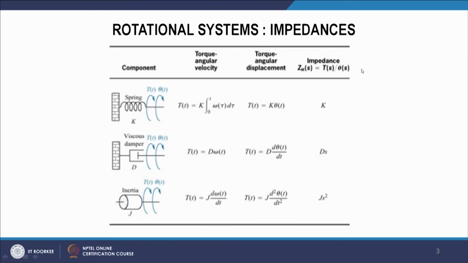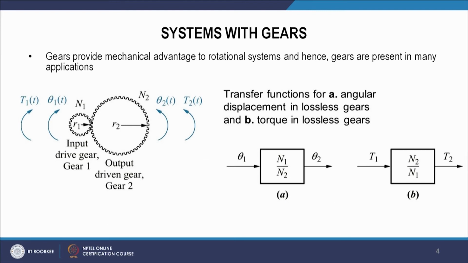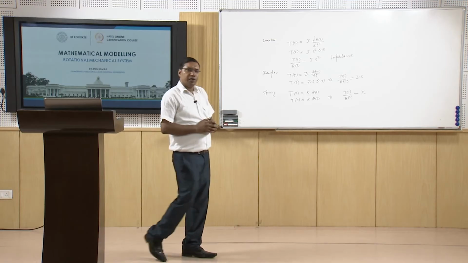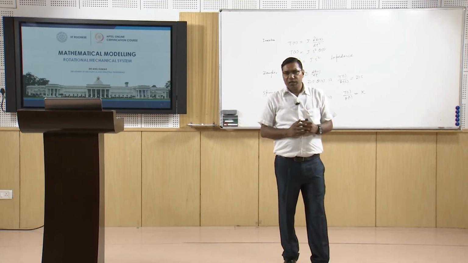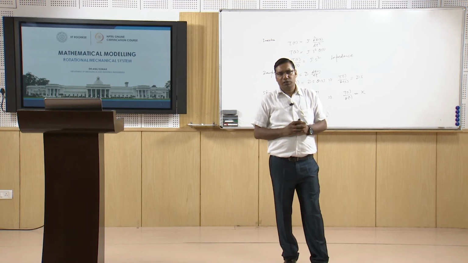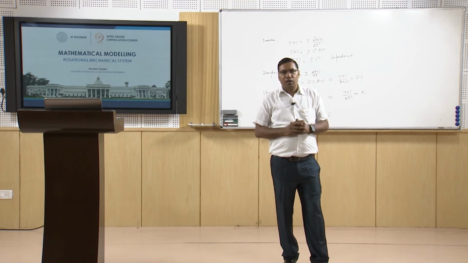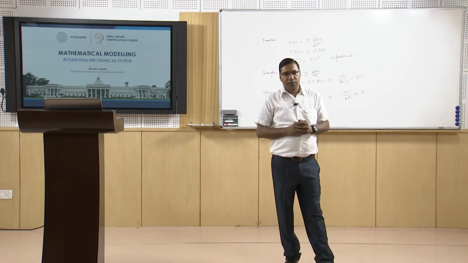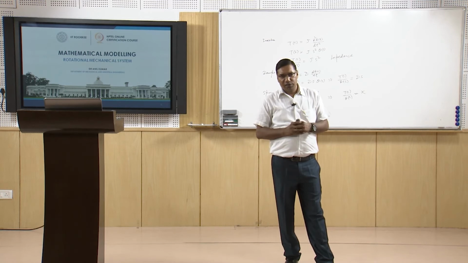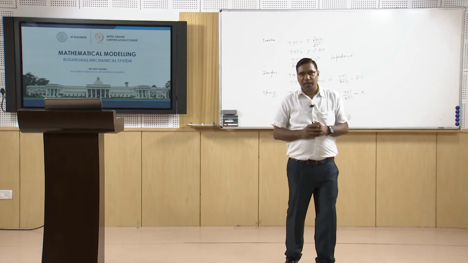So now we come to another mechanical system. They are more applicable in mechanical components, that are the gear trains. Because gears provide mechanical advantage to rotational systems, they find frequent applications. So we can understand how we can represent the impedance of gears. How can we find the transfer function that contains gears?